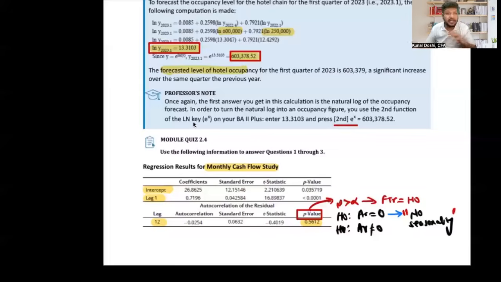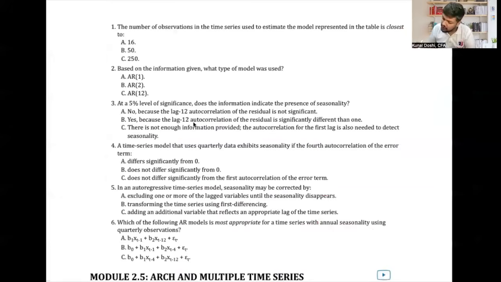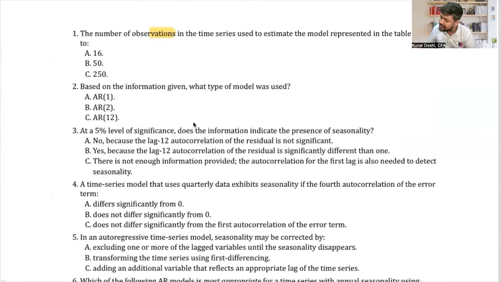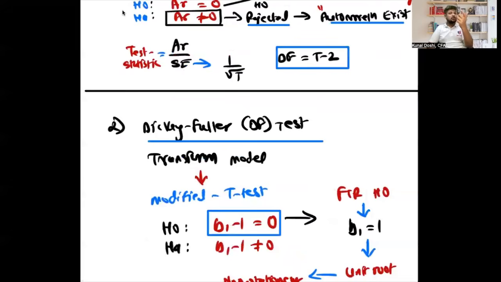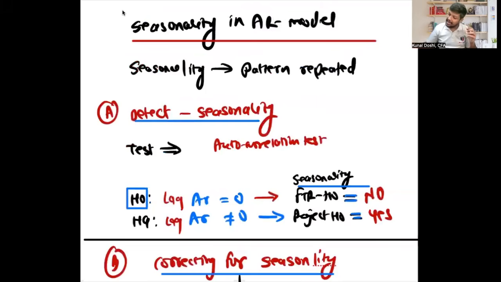Correct? Okay, so we can very much use the model. Now, the first thing they asked: the number of observations in the time series used to estimate the model. Everyone, how do I find this? Remember the autocorrelation test? The autocorrelation test statistic was the autocorrelation divided by the standard error, and the standard error was equal to 1 over square root of T. Everyone with me? 1 over square root of T. That is what my standard error was.